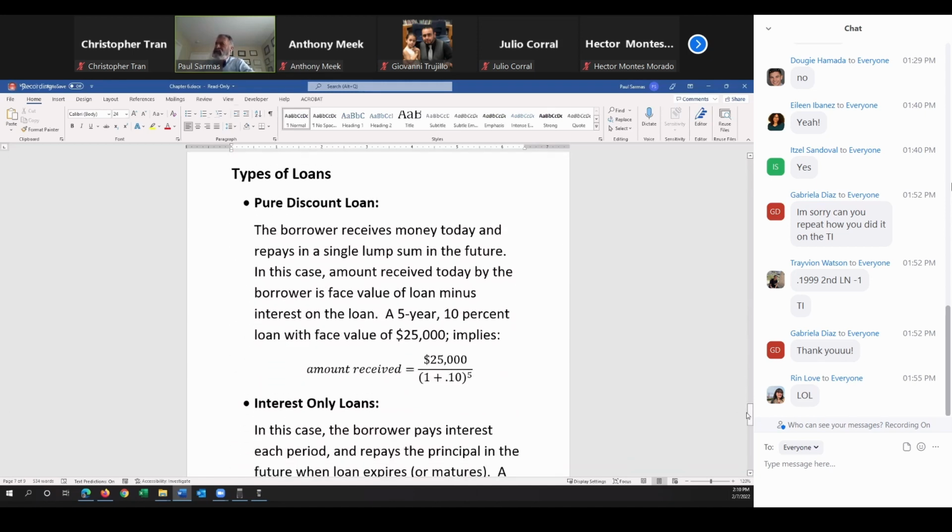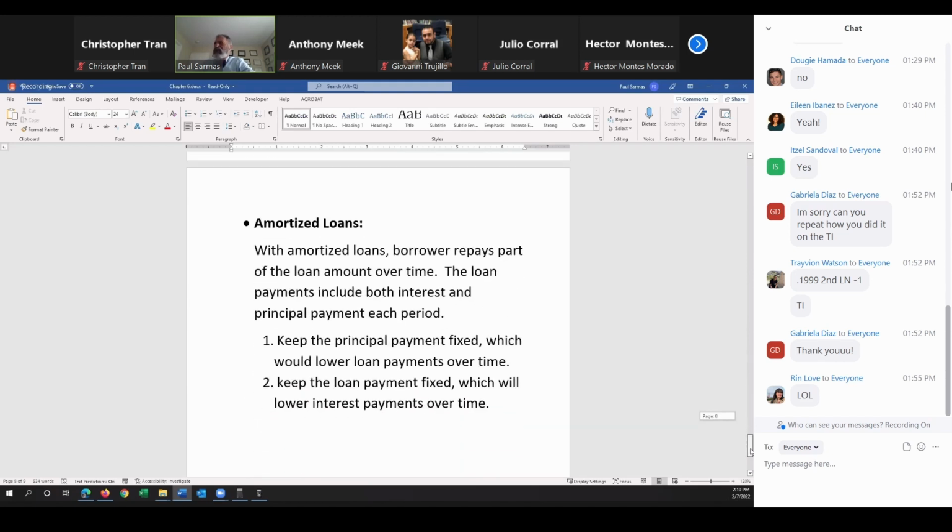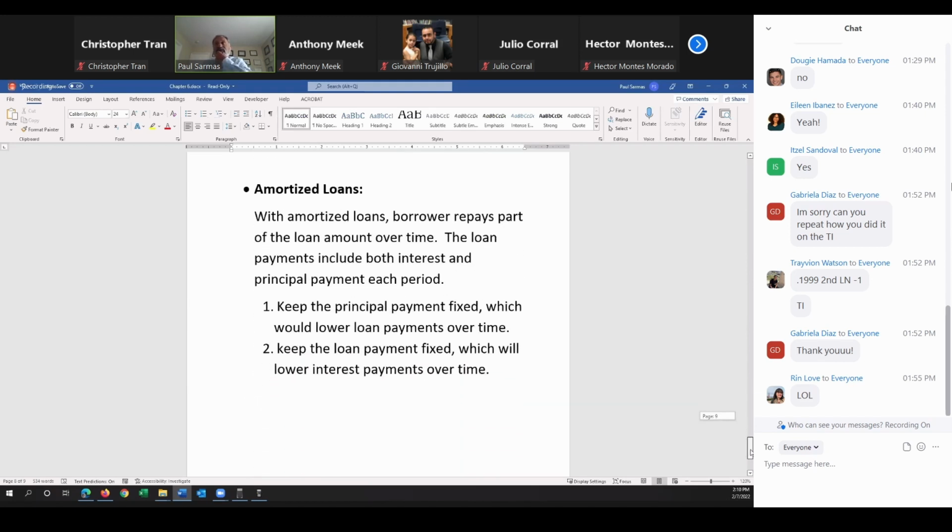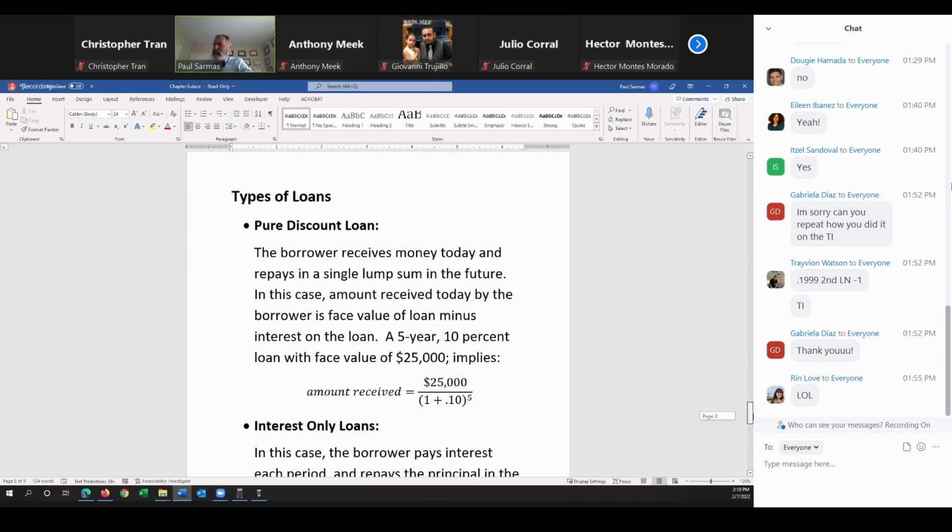I normally do this section for dealing with loans, different types of loans. I want you to read those. One, we have a pure discount loan. Then we have interest-only loan. And then we have fully amortized loan. I will do numerical examples of these, but the distinction is important.